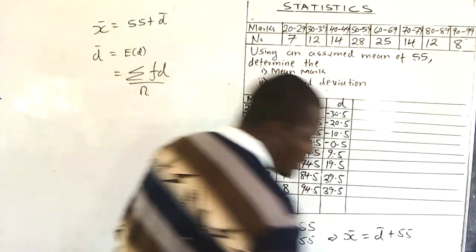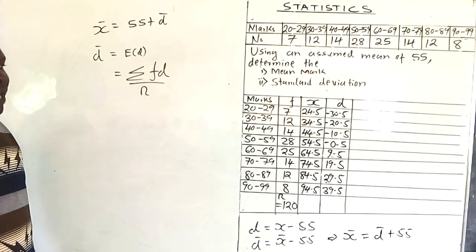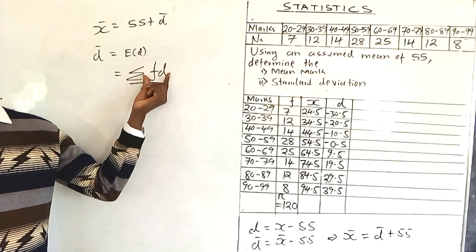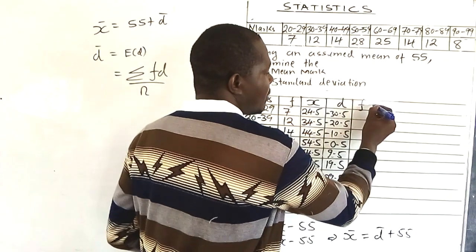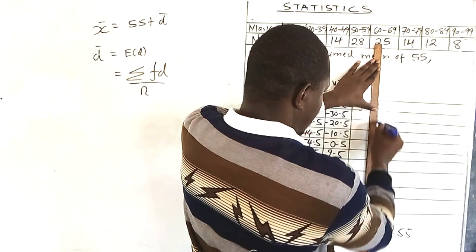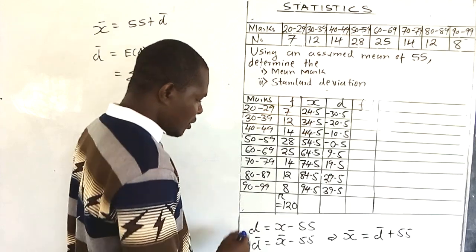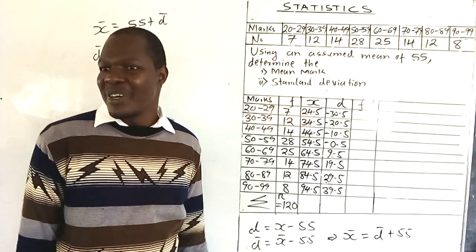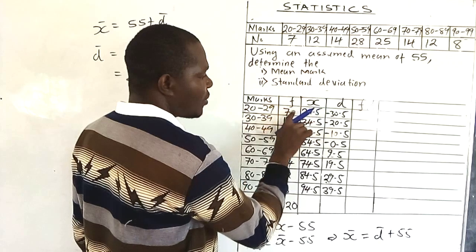So what do we get? What is n? 120, isn't it? Are we together? So for us to get the mean, we need a column of fd, isn't it? A column of fd. So can you put the column of fd? F times d, isn't it? So start multiplying f times d. So let's say this was the column of summation, meaning anything which will appear in this column is summation, isn't it? Are we together? So f times d, start with this.